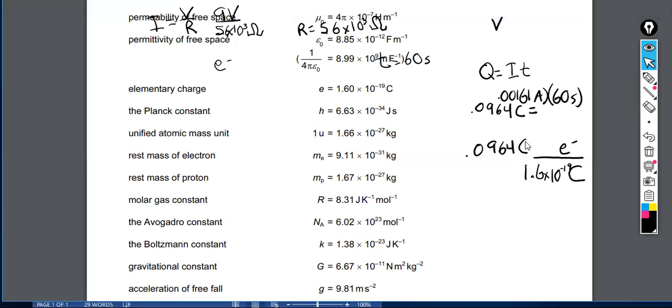When you're like, okay, I know that it's 0.0964 coulombs. How do I get electrons? Because that's a little bit tricky, right? We don't always have to carry the calculation out to the number of electrons, but we need to know how to do it if we are asked a question like this. And so that's the way forward.